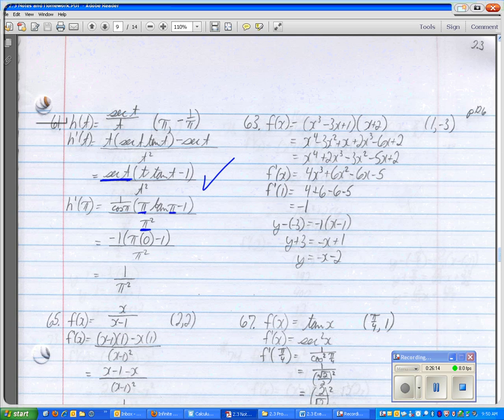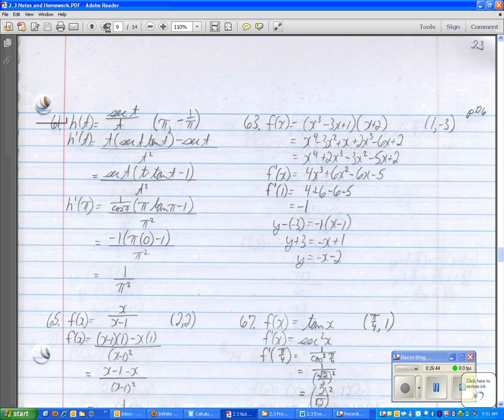All right, then the cosine of pi is negative 1. So 1 over negative 1 gives me negative 1. The tangent of pi is 0, so that becomes pi times 0. Well, pi times 0 is 0, so what I have then is negative 1 times negative 1. So I get positive 1, and then that pi squared in the bottom never went away. So 1 over pi squared. All right.